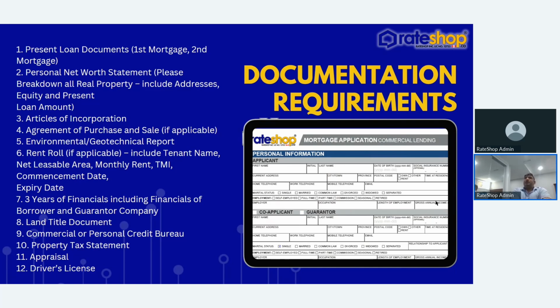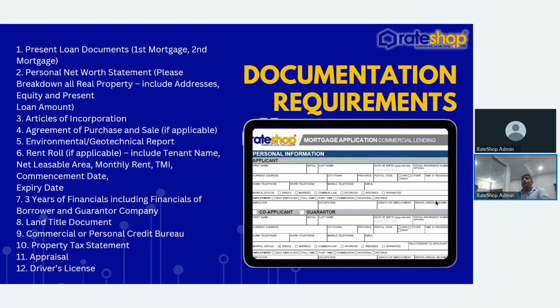So we're going to present the loan paperwork if it's a first mortgage or a second mortgage. Whatever current charges they have, we need clarity on what that loan statement or mortgage statement looks like. We also want a personal net worth statement. When you're doing that, you're required to break down all the properties, addresses, equities, and the present values associated to that property. A person may have 10 properties. We have an Excel sheet for the net worth statement that's very specific to identifying how much equity you actually have. Use that net worth statement.